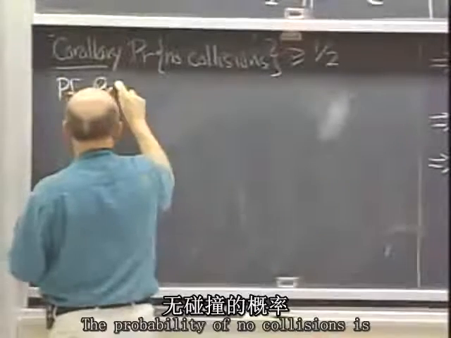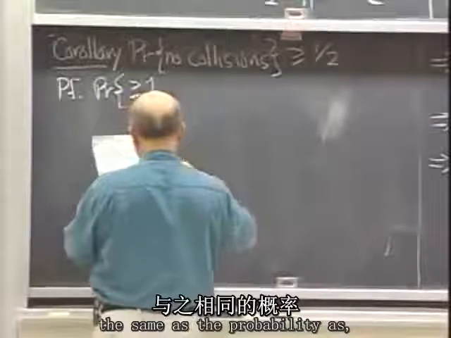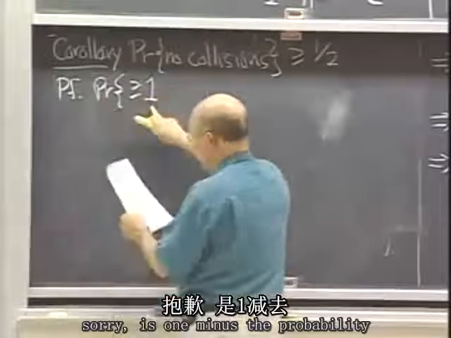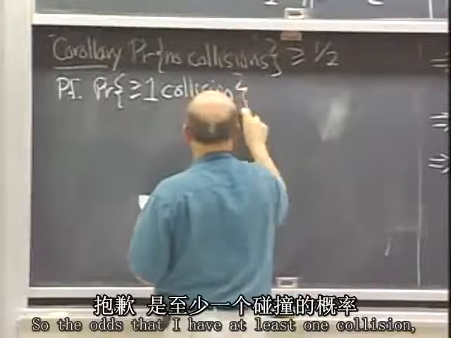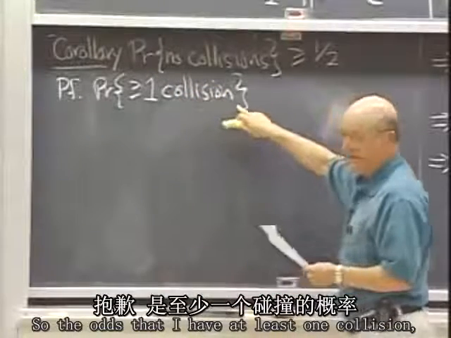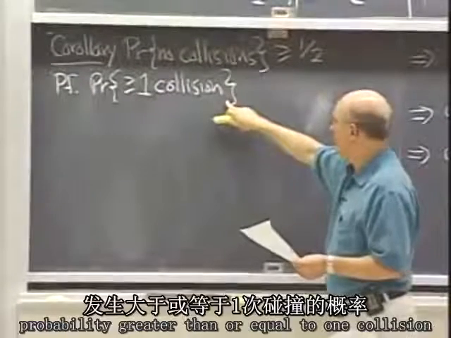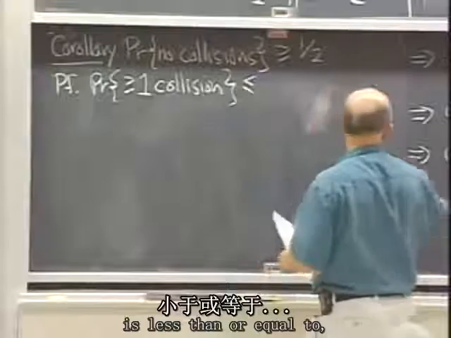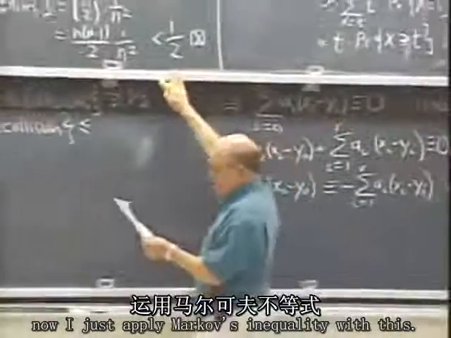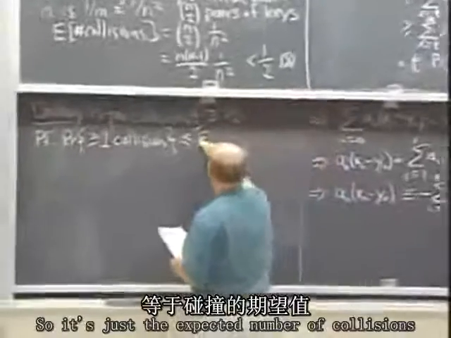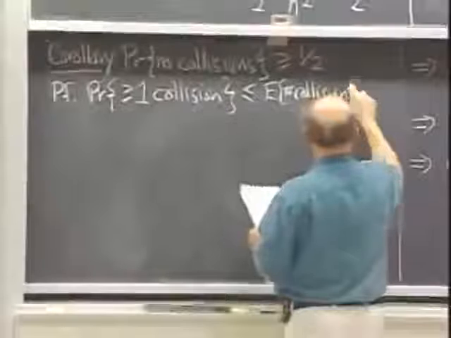The probability of no collisions is the same as 1 minus the probability that I have at least one collision. The probability that I have greater than or equal to one collision is less than or equal to, now I just apply Markov's inequality, the expected number of collisions divided by 1.